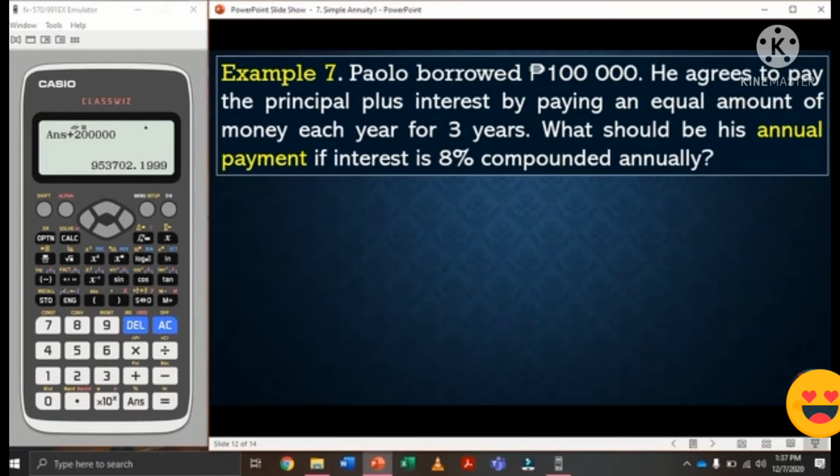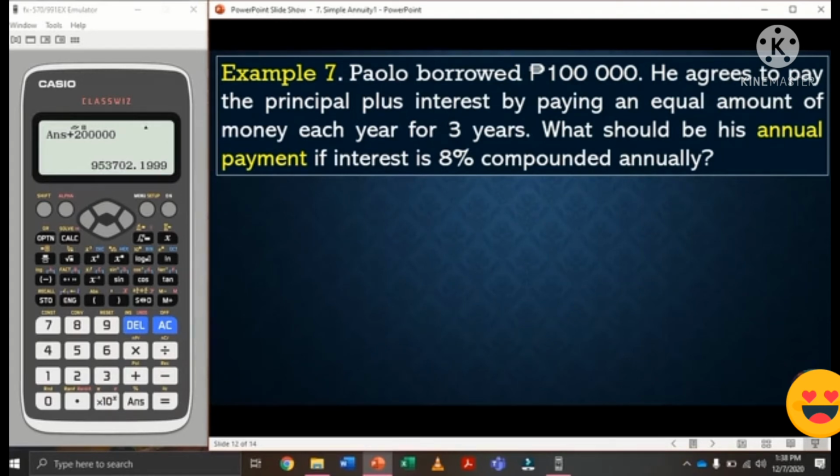For example number 7, Paulo borrowed 100,000. He agrees to pay the principal plus interest by paying an equal amount of money each year for 3 years. What should be his annual payment if there is 8% compounded annually? Hinighlight ko yung annual payment. Okay? What should be his annual payment? So, ibig sabihin, pag annual payment yung hinahanap, yung regular payment yung kailangan natin kunin.